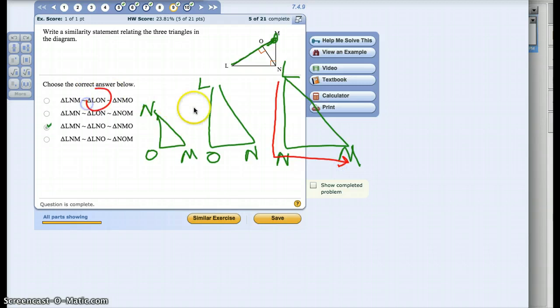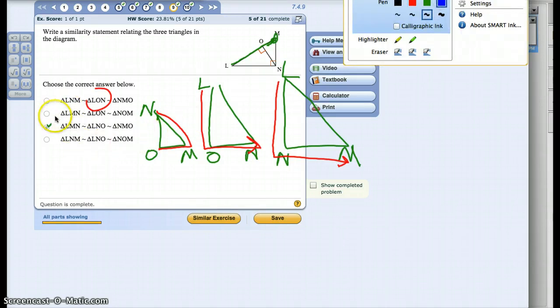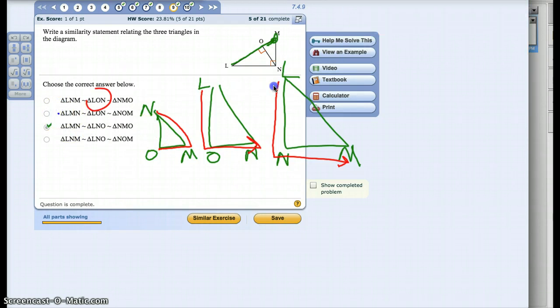So I checked the middle one. L, O, N. Still looks okay. But N, M, O was going the wrong way, so I knew that wasn't it. I tried it again with the second one. L, N, M, same direction. The blue one should have gone L, M, N, that way. The center one is going L, O, M. So they're going in two different directions, so it couldn't have been that one. And then when I checked the third one, it ended up working.